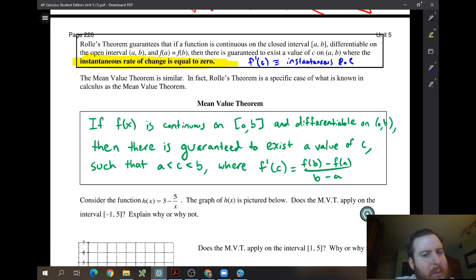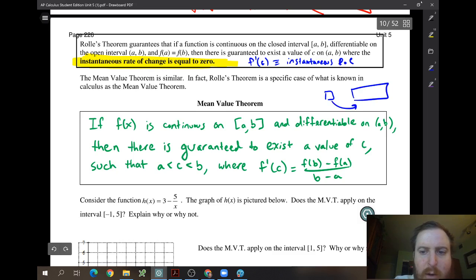Now, the mean value theorem is similar. And actually Rolle's theorem is a specific case of the mean value theorem. So Rolle's theorem is part of the mean value theorem, and the mean value theorem is a little bit more general. It's kind of like squares and rectangles. All squares are rectangles, so a square is a type of rectangle. And so Rolle's theorem is a type of mean value theorem, and we'll see that. So, pause this video, copy this down, and then we'll talk about it.